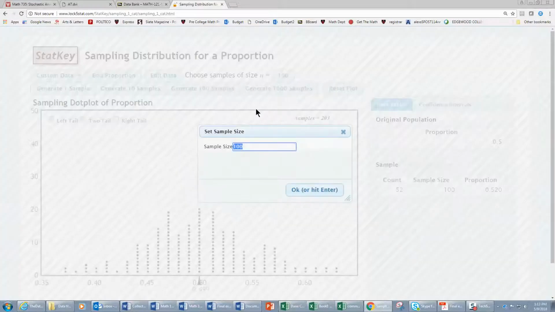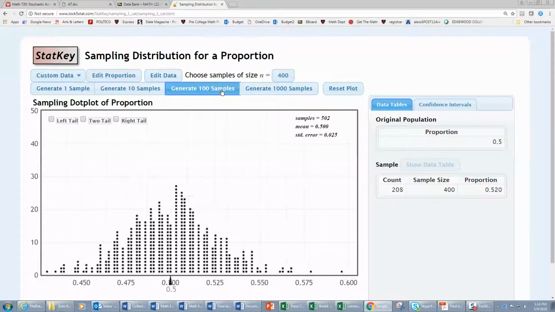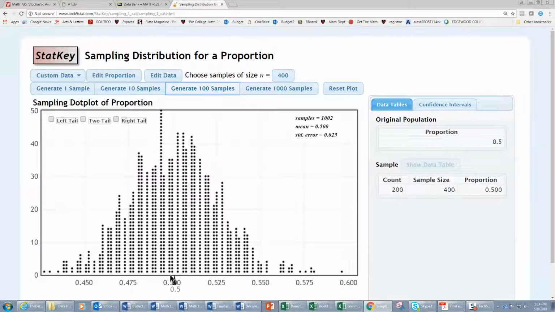Now let's suppose that we change the sample size to 400. So now it's as if every time we generate a sample, we're surveying 400 people and asking them who they're going to vote for. So our first one came in at 0.485 and our second one came in at 0.504. And if we generate several hundred samples, well, once again, they're centered at around 0.5. Notice that now the standard error is only 0.025. So with a larger sample size, the amount of variability in the sample statistics is less.